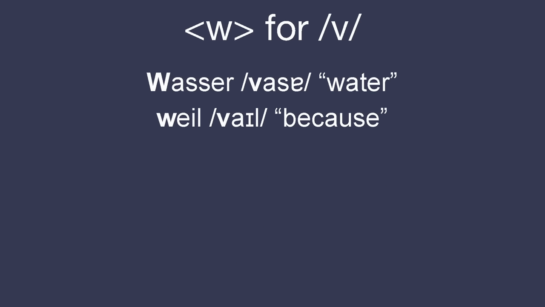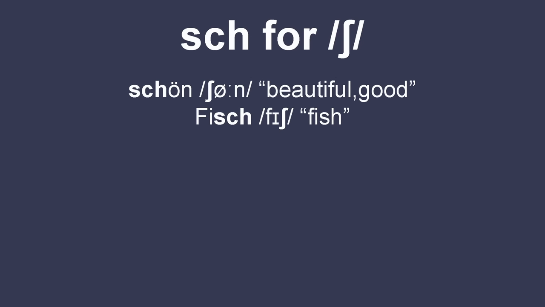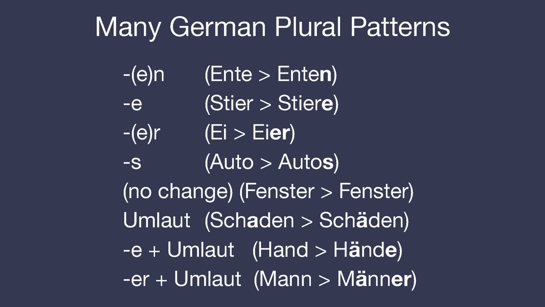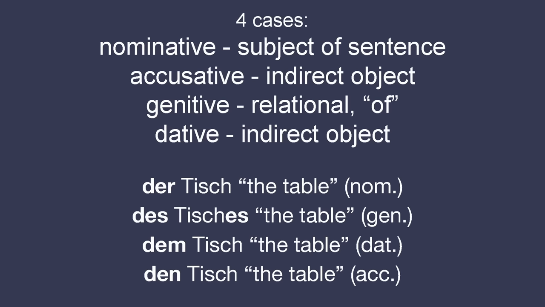German uses the letter w for v, as w doesn't appear in the language, and both f and v for f. The trigraph sch is used for sh, and quadgraphs tsch and dsch represent ch and j respectively. As for grammar, plurals in German are highly unpredictable, following one of a handful of different patterns. German retains the masculine, feminine, and neuter genders, and also keeps four cases from Proto-Germanic: nominative, accusative, genitive, and dative.